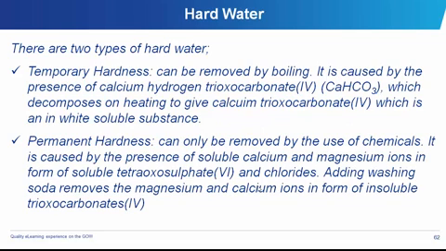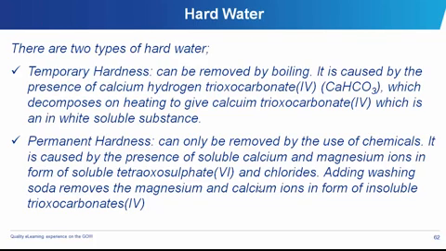We have two types of hardness in water. We have what we call the temporary hardness. This can be removed by boiling, and it is caused by the presence of calcium hydrogen carbonate in the water. This could have gotten there from the water being passed through a place where there is limestone and things like that. Those components actually react on the long run with water.